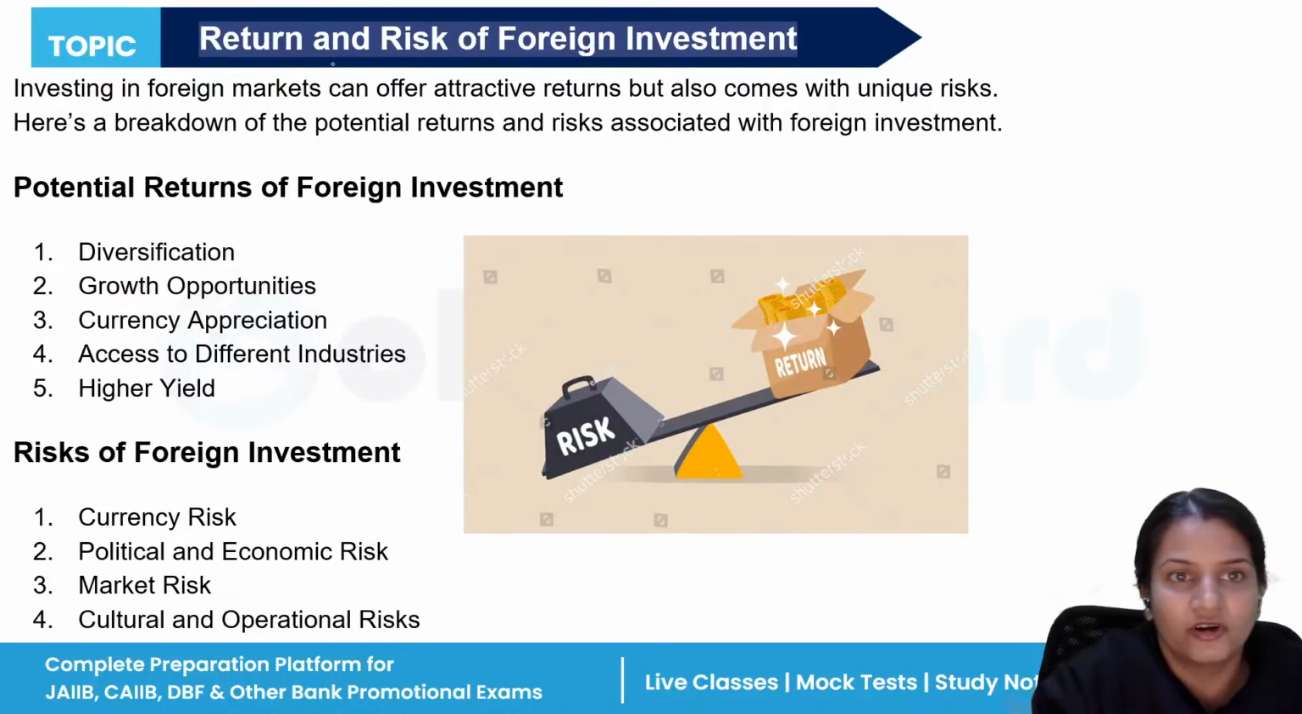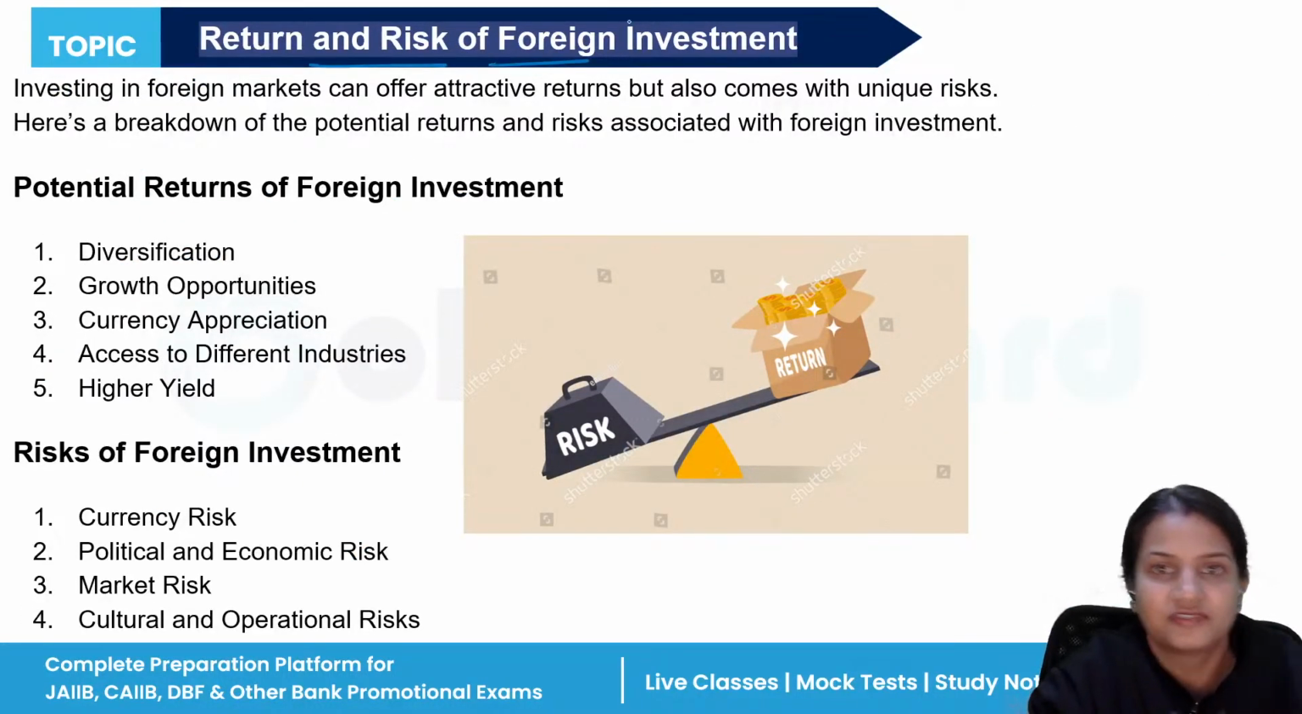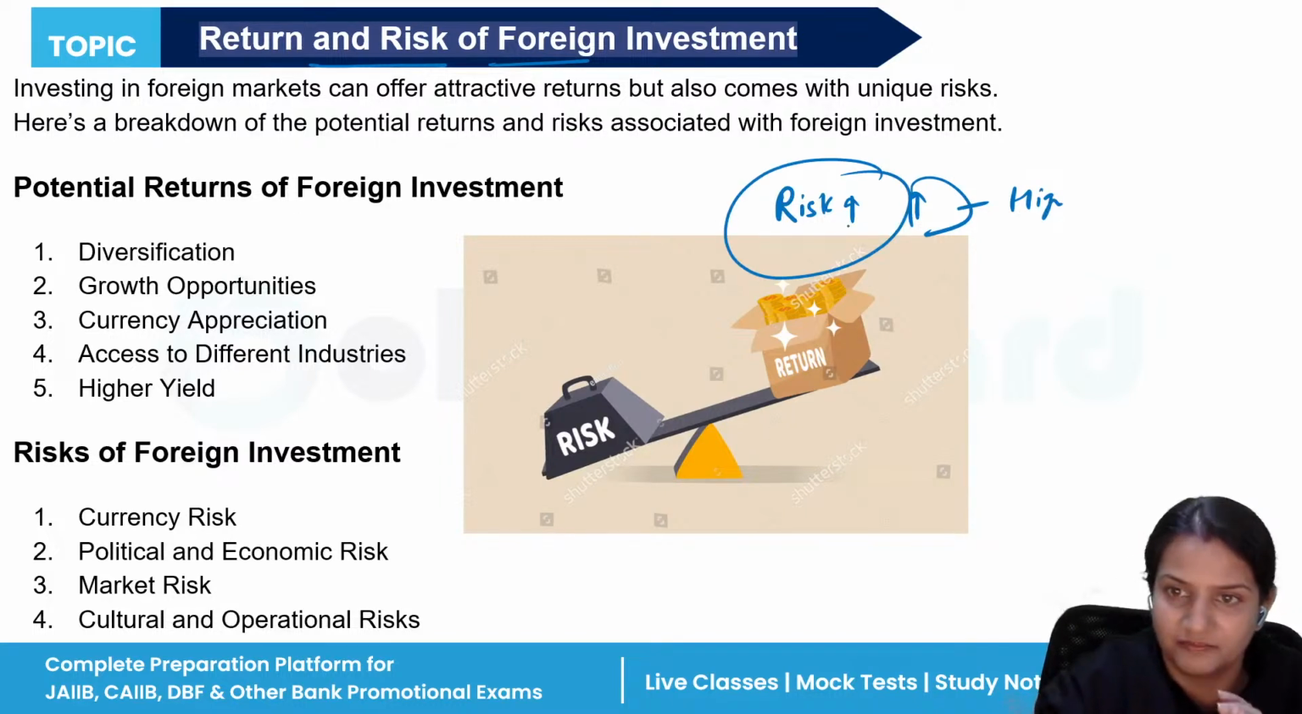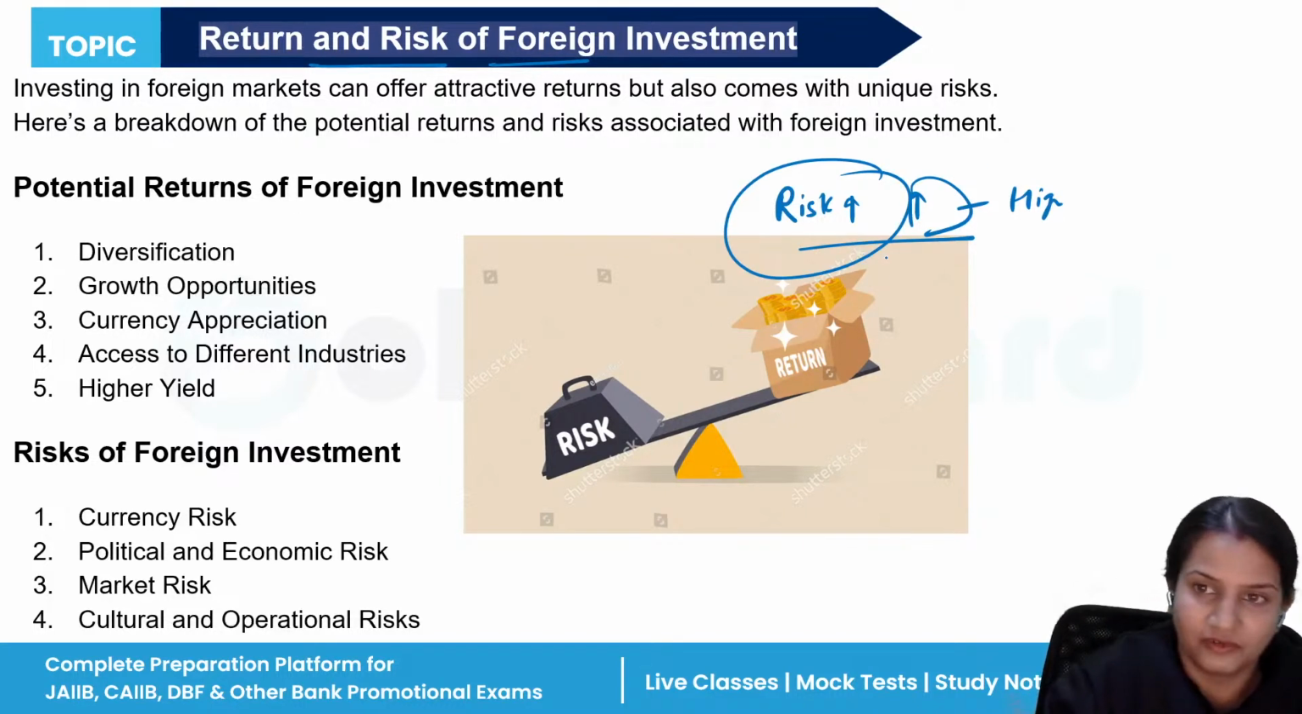Now, what are the returns and risks if you are making an investment in any foreign country? Definitely, if the risk is high, then the returns will also be high. If you are expecting high returns, then you have to bear high risk, because risk and return both go in the same direction.